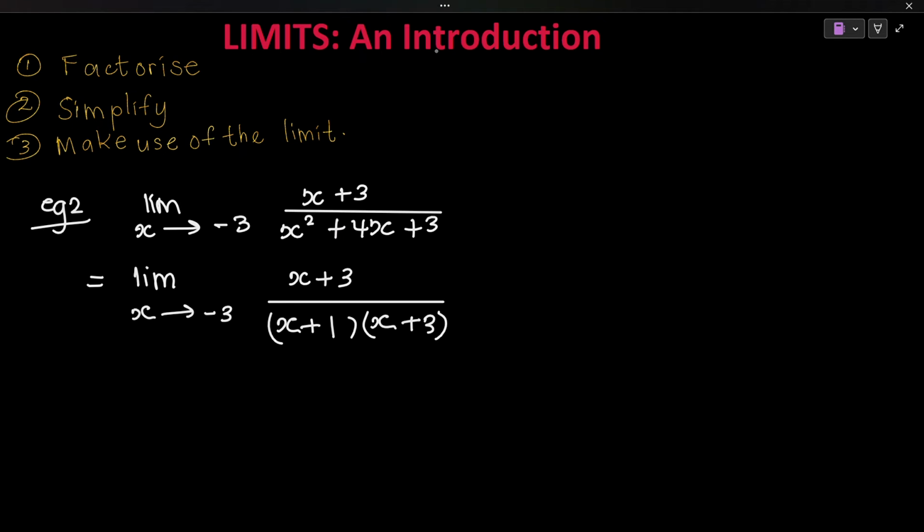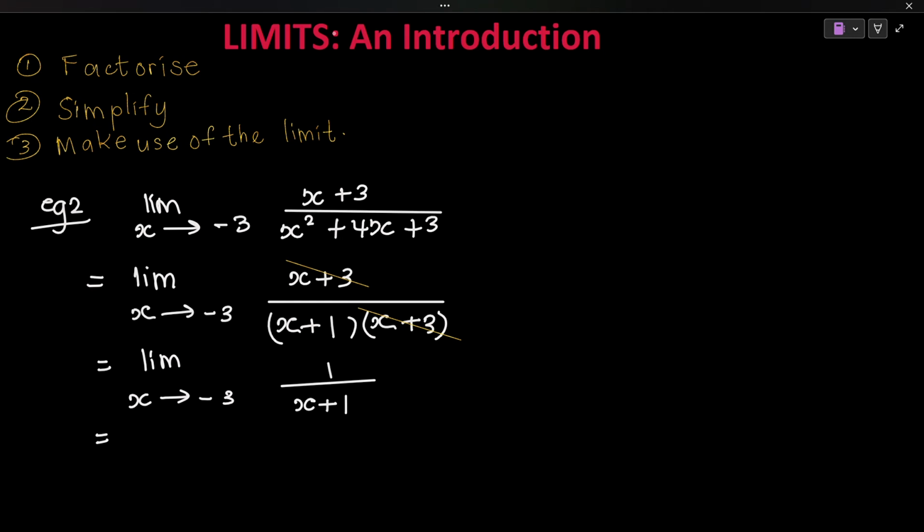Now, like I mentioned in the previous example, the aim of factorizing in your limit questions is so that you can cancel out any common brackets from the numerator and denominator, which we do have here. We've got x plus 3 in the numerator as well as x plus 3 in the denominator. So now we're done with the first two steps. Before we make use of the limit, I just want to write down what we have left. In our numerator, we have 1. In our denominator, we're left with x plus 1. Now we can make use of step 3.